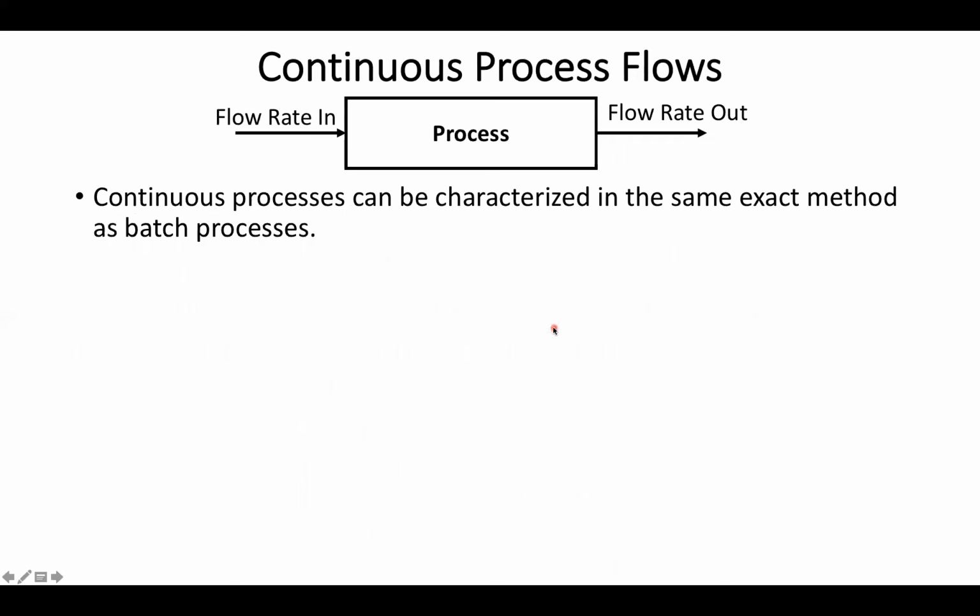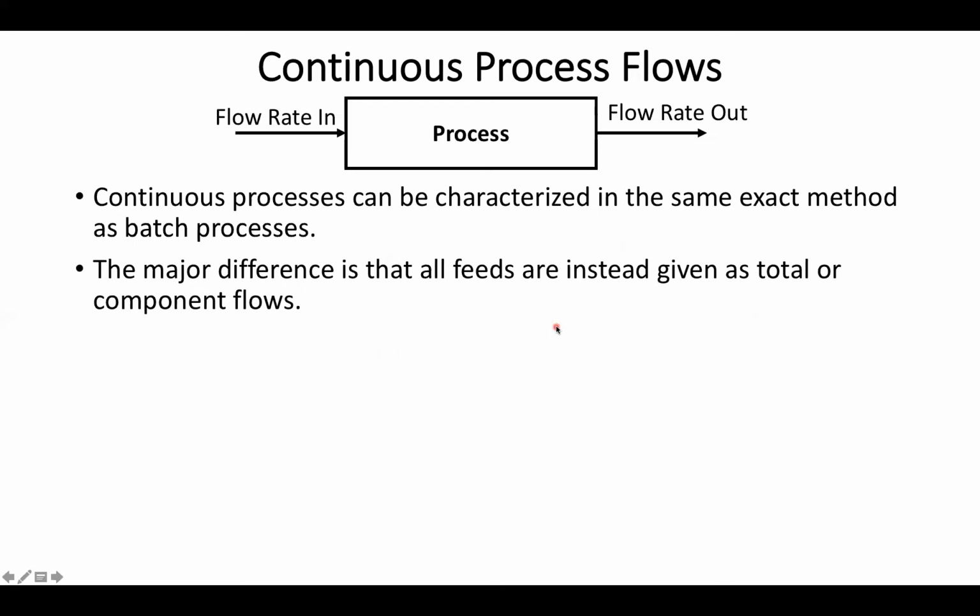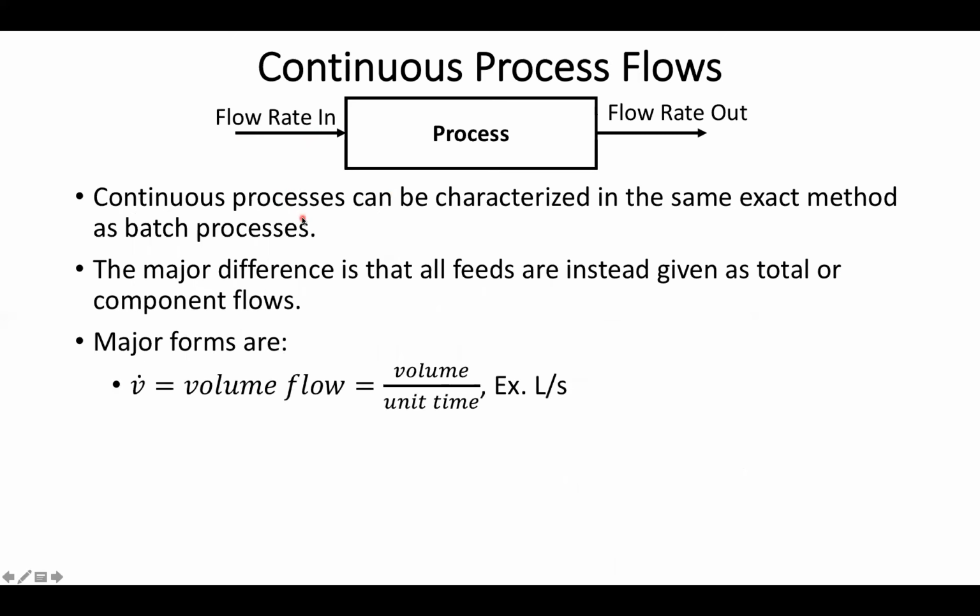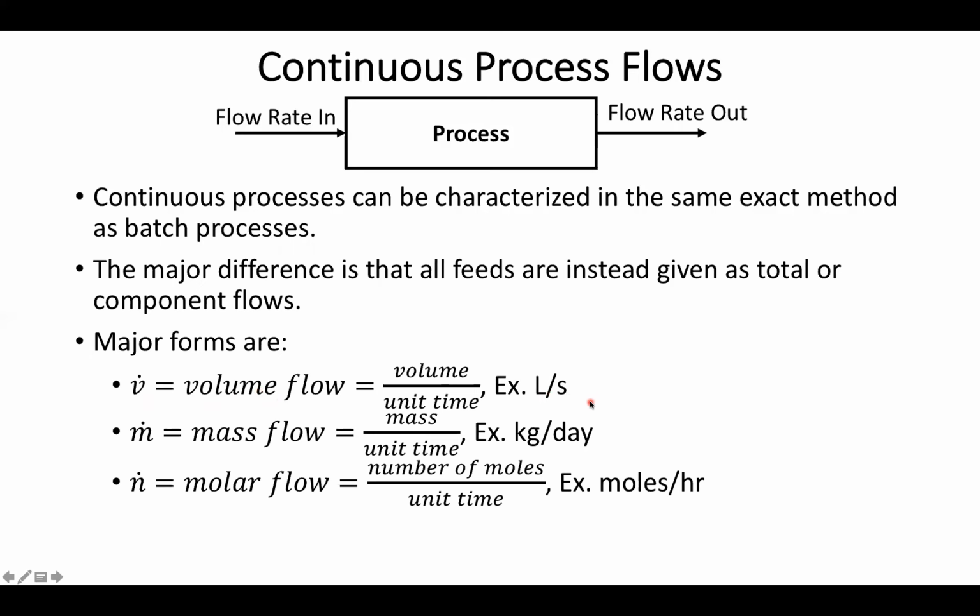Similarly, we can characterize batch processes in a similar fashion. So either in terms of the total flow rate in and the fractions of each component, or the flow rate of each fraction. So for example, I may end up describing my system in terms of the total volume flow rate in liters per second, or if I have two components, say oxygen and nitrogen, the flow rates of each of those two individual components. However, we also have mass flow rates and molar flow rates.